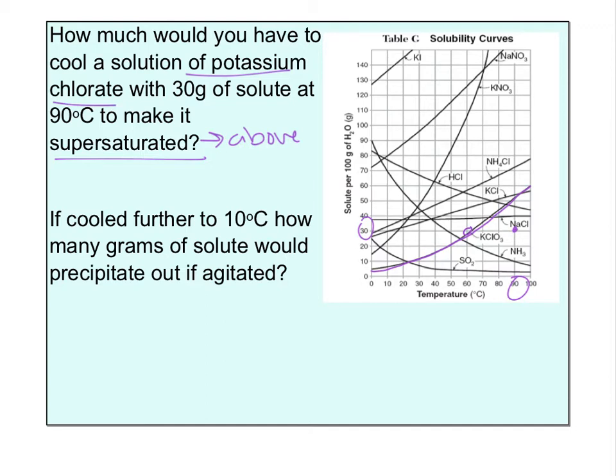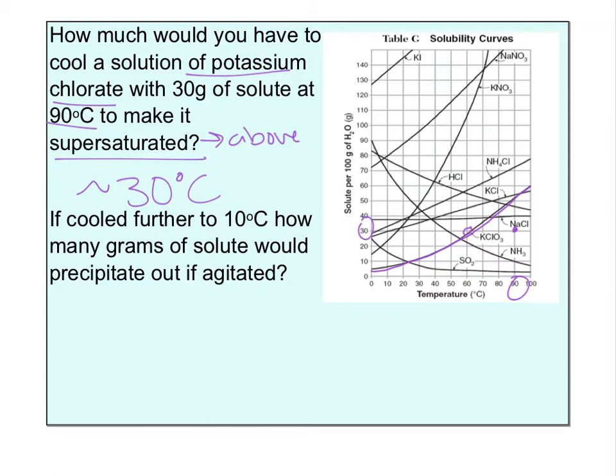So we're currently at 90. We need to move to 60. So you'd need to cool it about 30 degrees Celsius in order to make it supersaturated. So for the next one, now it's asking, if cooled further to 10 degrees Celsius, how many grams of solute would precipitate out if agitated?